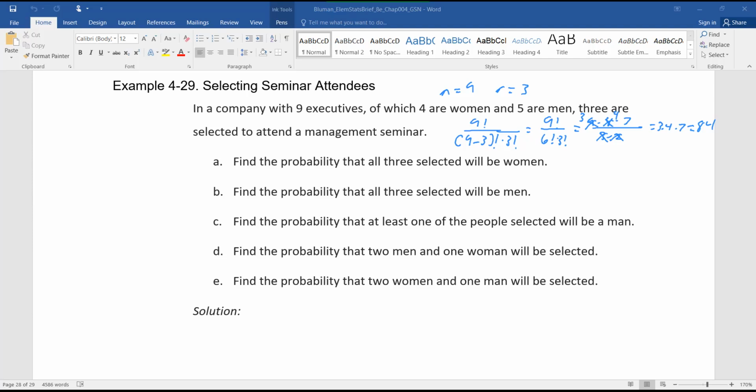Now we can go over here and figure out, all right, what's the probability that all 3 women are selected? So now I want the probability where my N is 4 and my R is 3 because I want all 3 women to be selected. So this now becomes, and it doesn't matter the order still, 4 factorial over 4 minus 3 factorial times 3 factorial. So that would give me 4 factorial over 1 factorial times 3 factorial, which is really just 4.